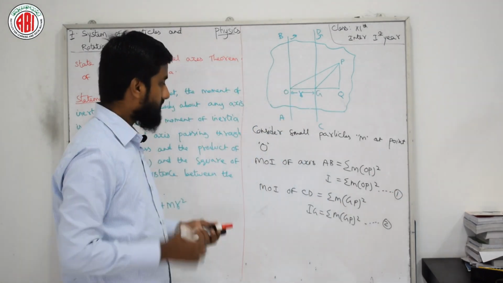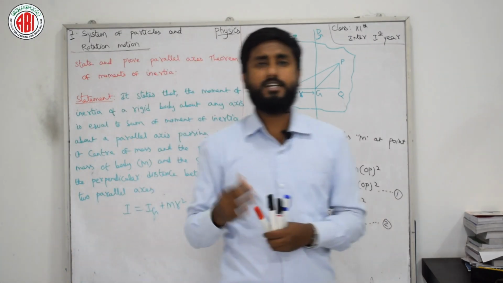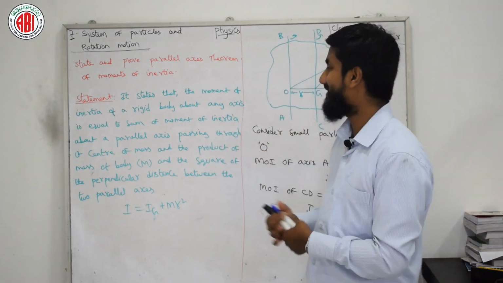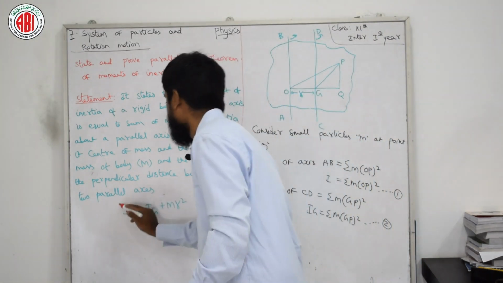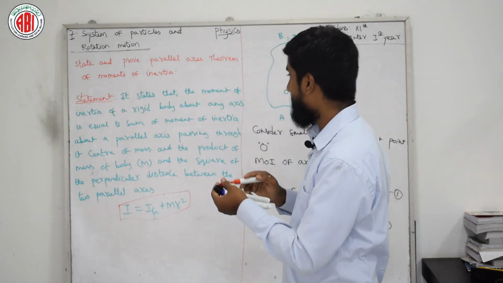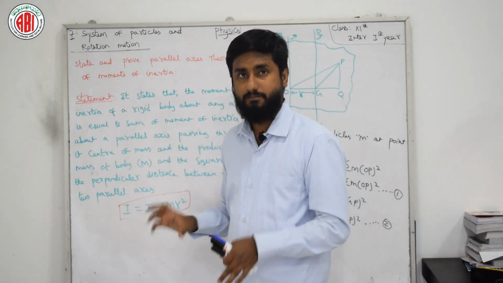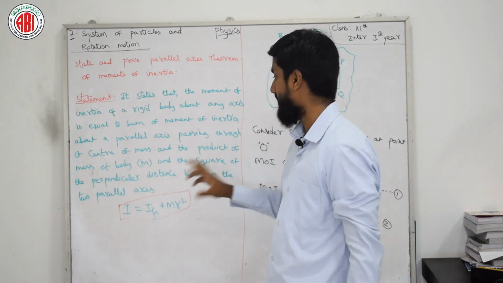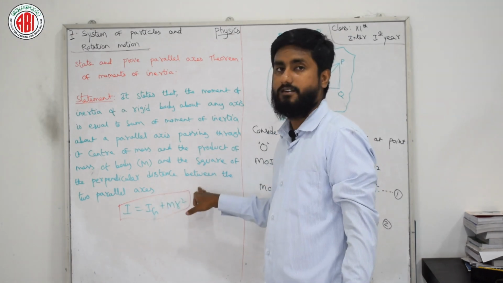So till here, hope you understood. I will place the complete topic once I explain this. As of now, you need to remember this statement somewhat: I is equal to Ig plus Mr square. Here I is the moment of inertia of a rigid body, Ig is the moment of inertia about the center of mass, M is mass, and R is the radius.